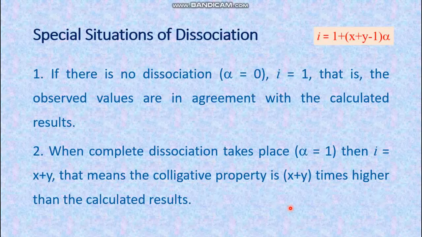For calcium chloride, it should be 100.3 degrees Celsius. For sulfuric acid, it should be 100.3 degrees Celsius.